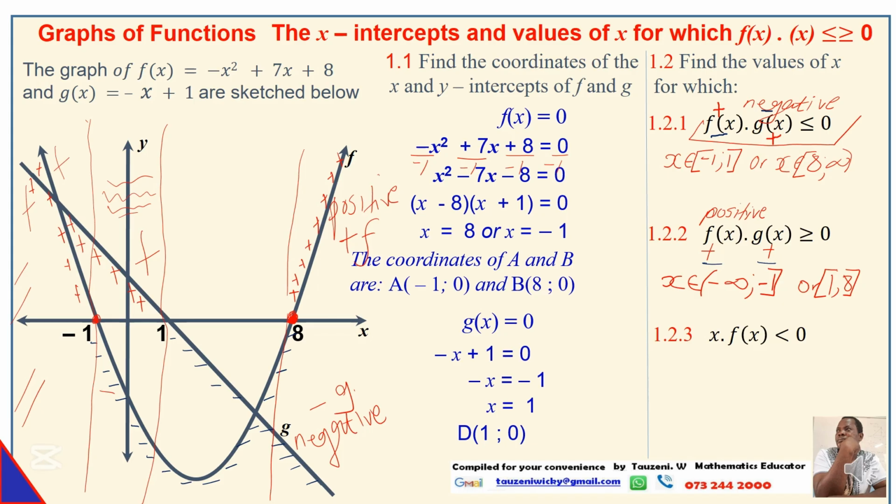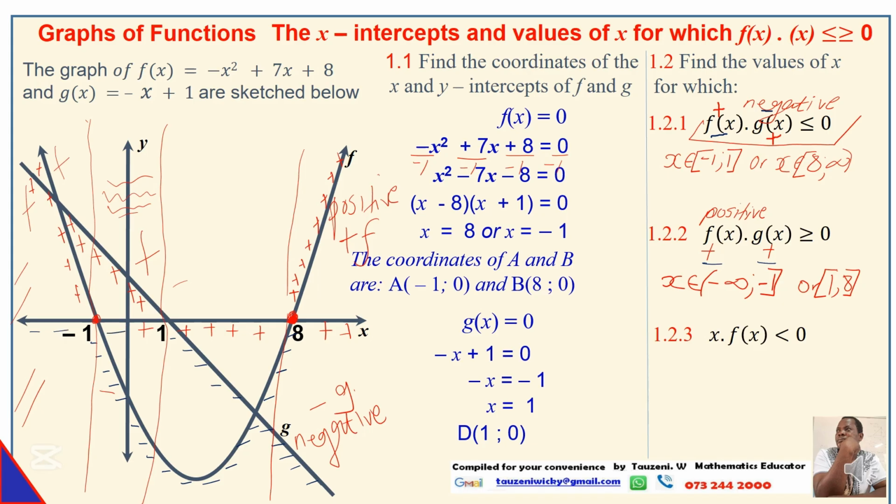Let's look at the last question. I want to find the values of x for which f of x times x is less than 0. Now, if we say x, just x, not f of x, we are referring to the x-axis. The values along the x-axis are positive from 0 to the right-hand side. Then they are negative from 0 going to the left-hand side. That is what we know about the values along the x-axis.